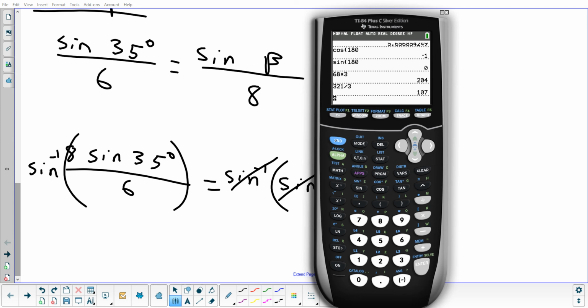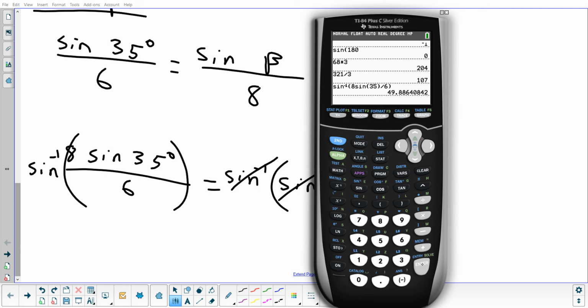All right, so we got inverse sine, and notice I'm in degrees because that's what the angles were in. 8 sine 35. Make sure you close it there, because if you don't, you're still changing the argument to the original sine in the numerator. Don't want to do that. And then divide by 6.